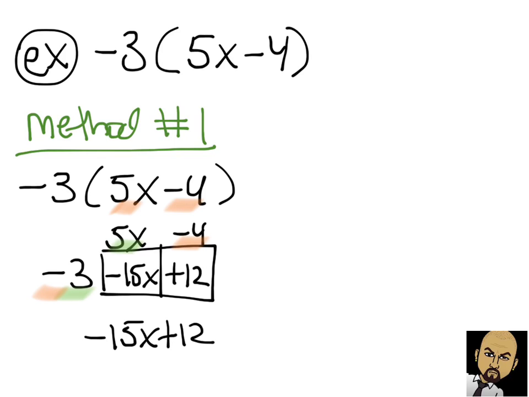And can we combine any like terms? No. We have a variable term with one factor of x, and we have a constant term of positive 12. And that's the final answer.